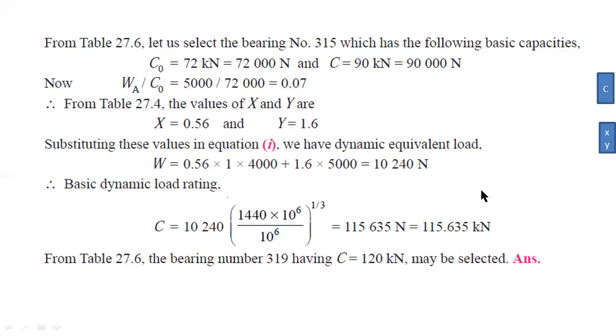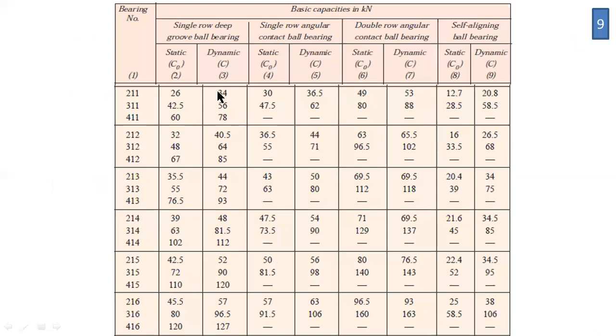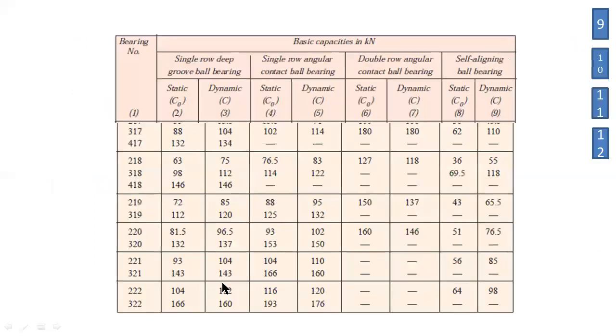Again, by using C equal to 115, these values are C for single row deep groove ball bearing. Here 104, 112.